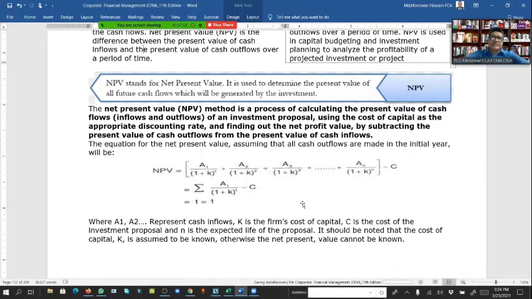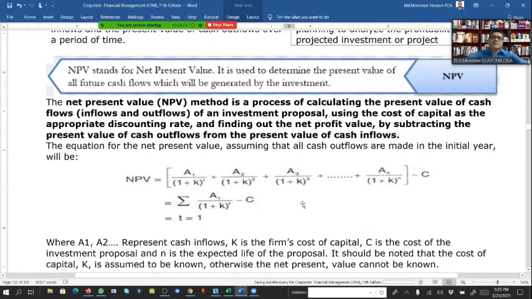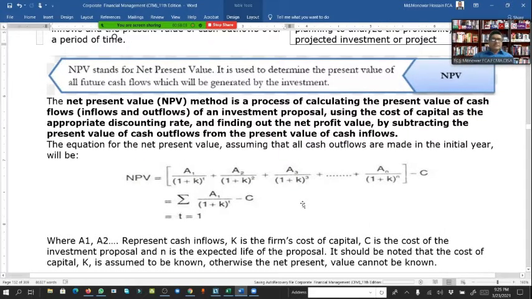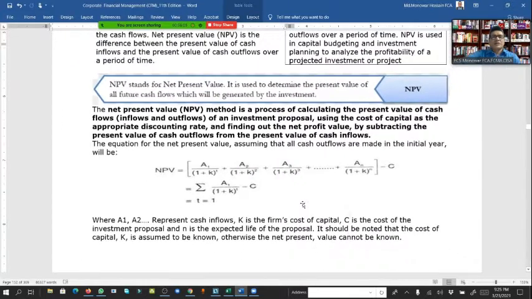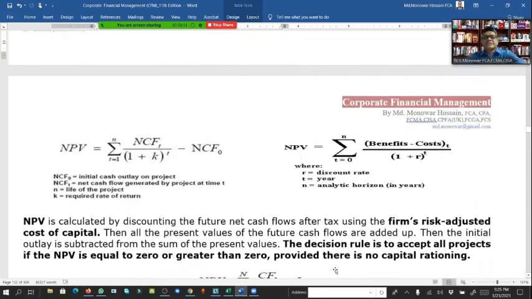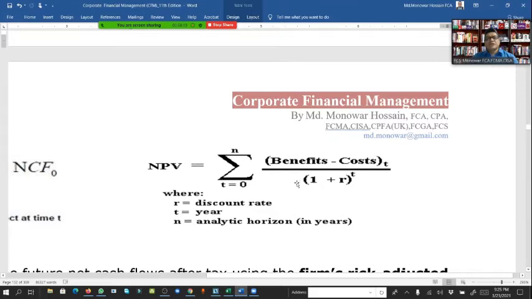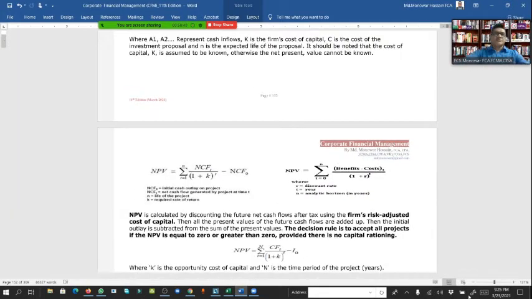So generally, this is how we can calculate NPV for all cash flows. If the series is long, we can calculate this way, and there is also a short formula. So the basic formula is: NPV equals the summation of benefit minus cost, divided by (1 plus r) to the power t, where r means the discount rate and t means the year.